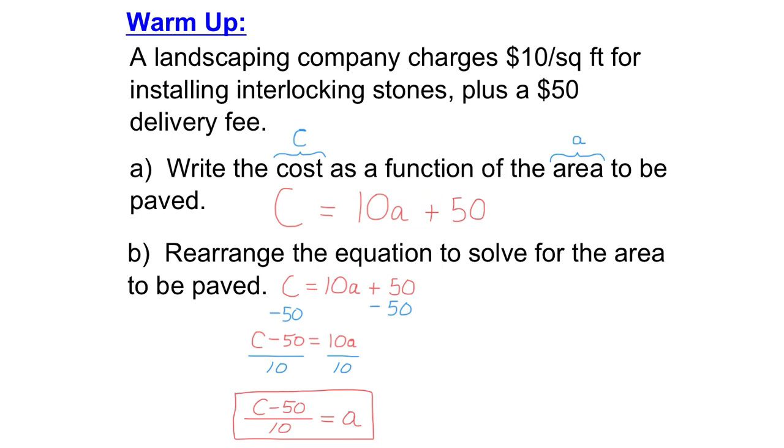Now, rearranging the equation to solve for the area to be paved, I'm isolating A. So if I take my original function, C equals 10A plus 50, I'm trying to isolate A, so I've got to subtract 50 from each side, which gives me C minus 50 equals 10A. To solve for A, I've got to divide by 10, do the same thing on each side. I end up with C minus 50 divided by 10. So to calculate A, it's the cost minus 50, whatever that is, divided by 10, and that will get you the area.